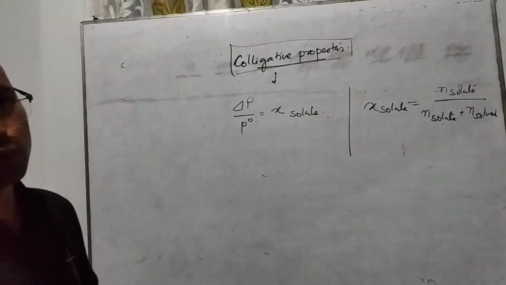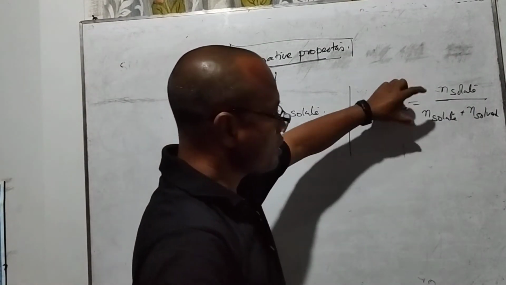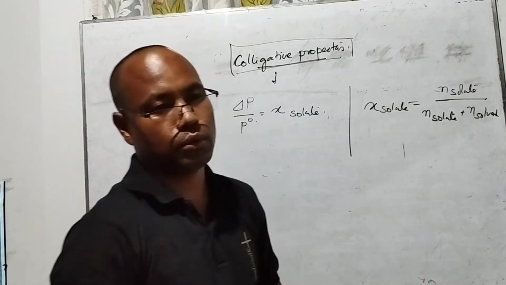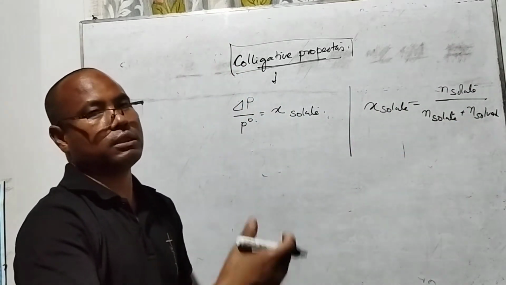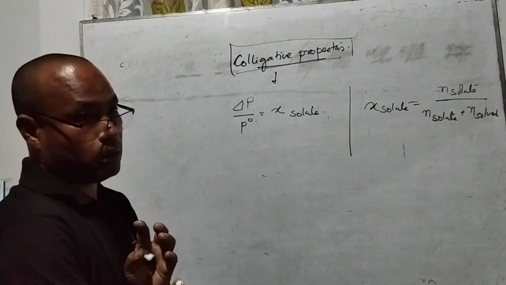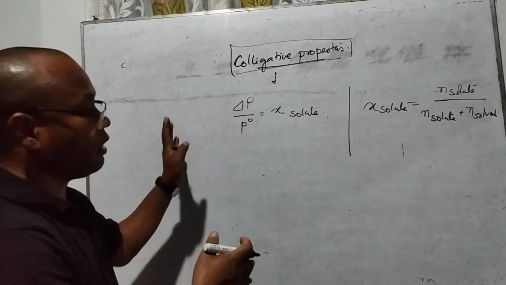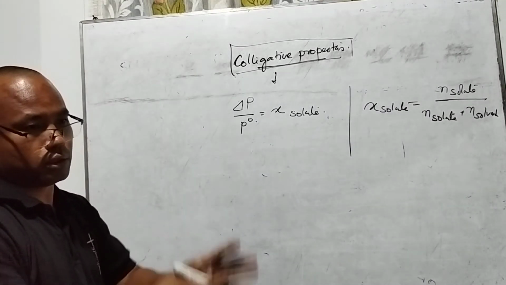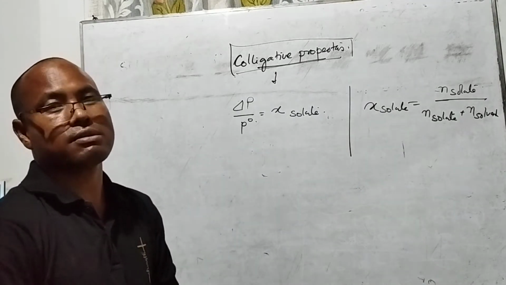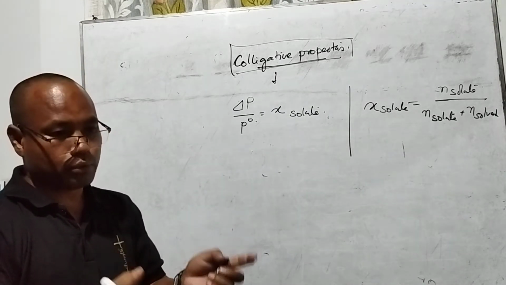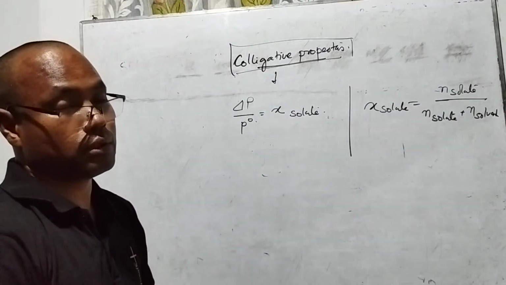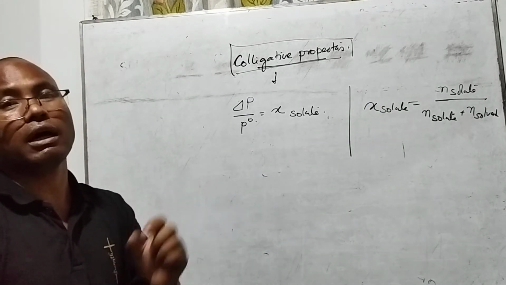So mole fraction is the ratio of the number of moles of the solute to the total number of moles of the components present in the solution. But when we calculate the relative lowering of vapor pressure, the solution should be a very dilute solution, not a concentrated one. We can approach it with either, but we prefer to calculate in a very dilute solution.